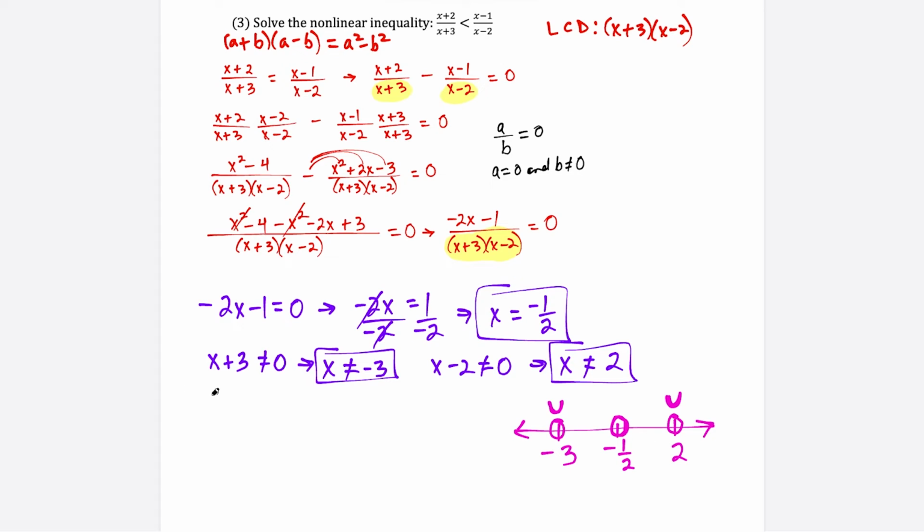Now, one thing before we plug in our test values, just know that you do have to include the values of x that make the inequality undefined, because even though they're not in the domain, if we were to treat this as a function, like let's say f of x equals (x plus 2) over (x plus 3), minus (x minus 1) over (x minus 2), even though these x values are not in the domain of the function, we could still have a sign change in the function from positive to negative or from negative to positive. Okay, so the y values can change signs at the asymptotes.